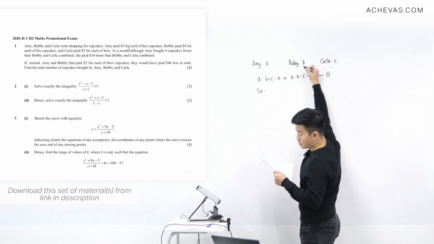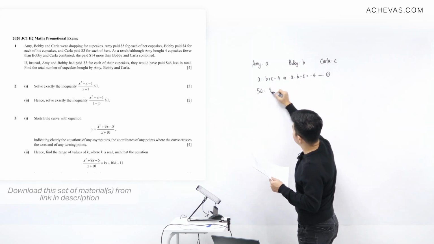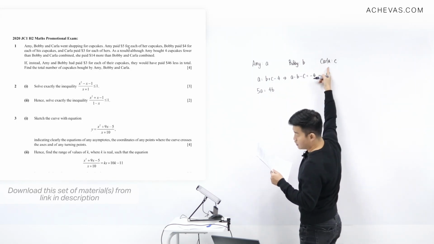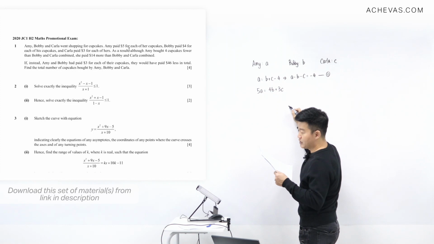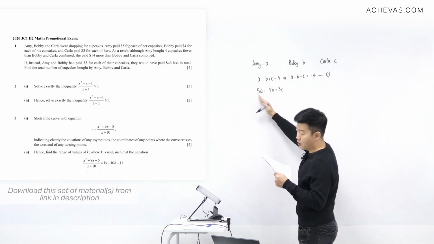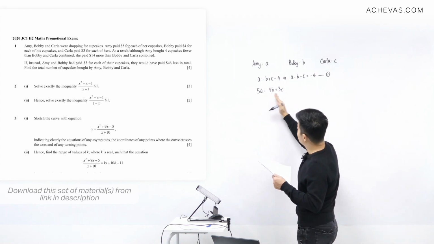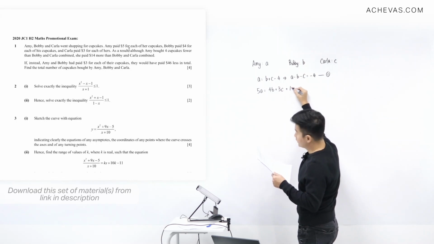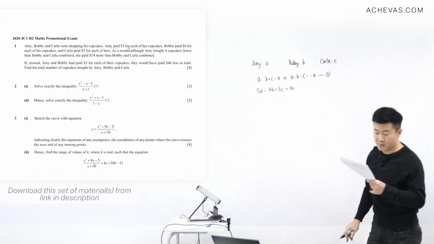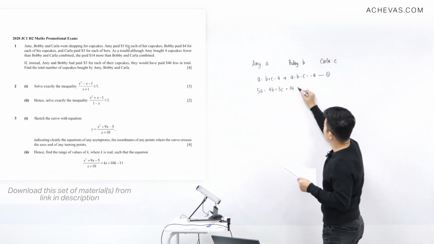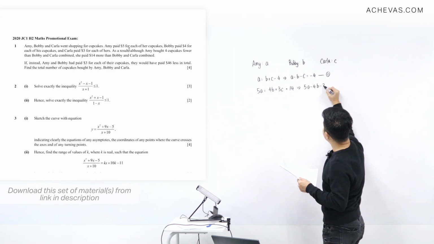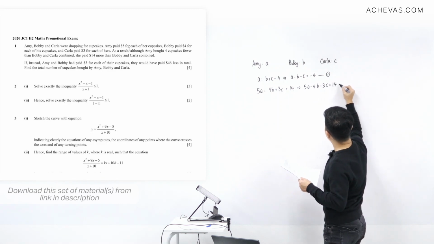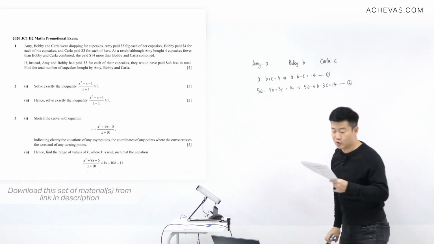So for Bobby, it is going to be $4 per cupcake, so it's going to be 4B. And for Carla, it's going to be $3 per cupcake, so it's going to be plus 3C. For Amy, she's paying more than these two combined, so this plus $14 more will form my second equation. So from here, we will have 5A minus 4B minus 3C equals 14. This is equation number 2.